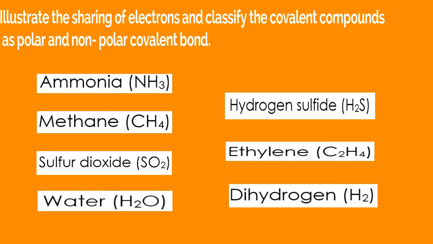And now, let's come to answer this activity. Illustrate the sharing of electrons and classify the covalent compounds as polar and non-polar covalent bond. Ammonia, methane, sulfur dioxide, hydrogen sulfide, ethylene, dihydrogen.